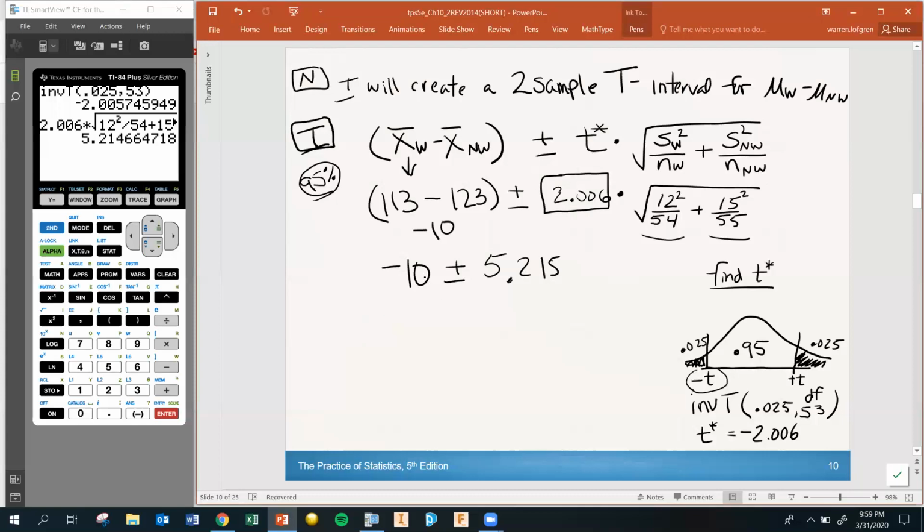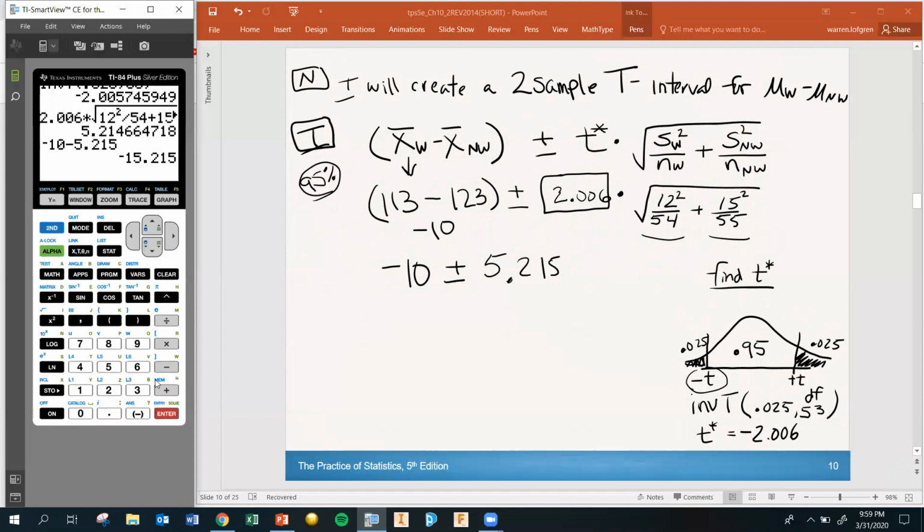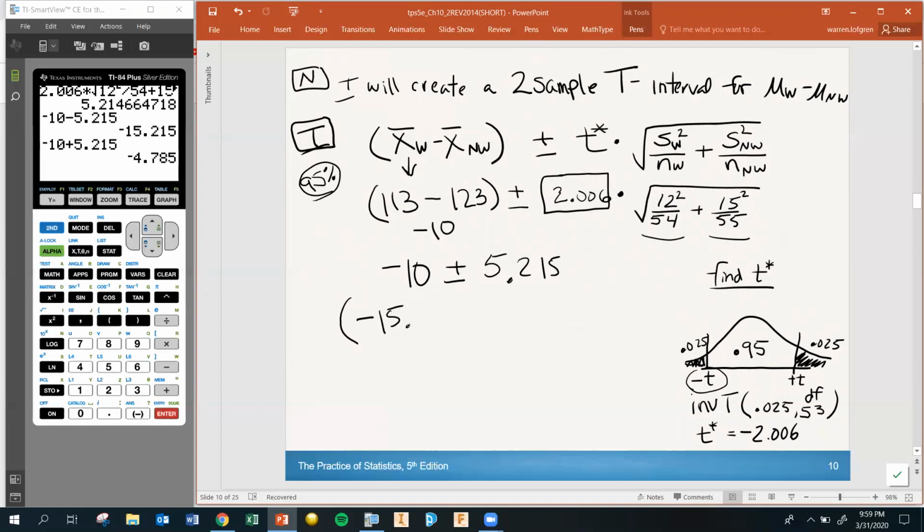Now I'm going to create the confidence interval. I'm going to go back to the calculator. I'm going to take negative 10 plus that margin of error. I'm going to do negative 10 minus that and get the interval. So I'll do them both over here at once. I'm going to subtract it to get the smaller value first. So there's the low end of my interval. Then I'm going to add it, negative 10 plus 5.215. So here's our interval from those two values. Negative 15.215 up to negative 4.785 about. That's our interval. And we did all that by hand.